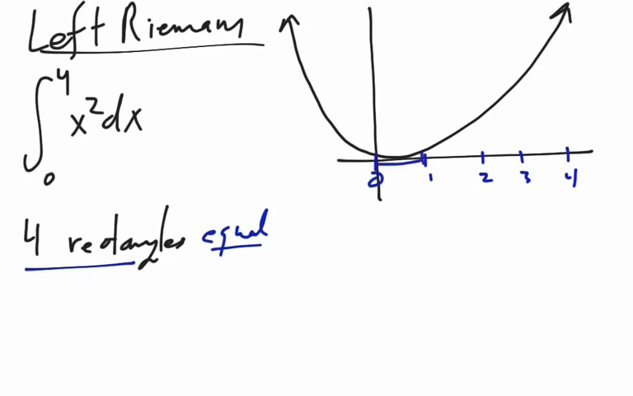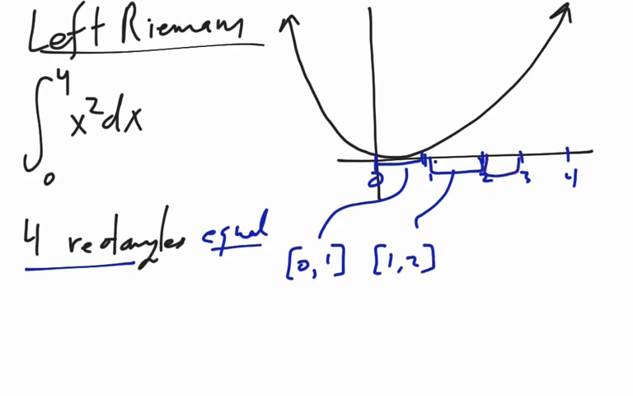So I need to break it up into 4 equal length rectangles, or intervals. So I have 0 to 1, like this, 1 to 2, 2 to 3, and 3 to 4. That's the first step. The second, and this is true for any Riemann sum, you want to break it down into the intervals, and that way you have the endpoints, etc.